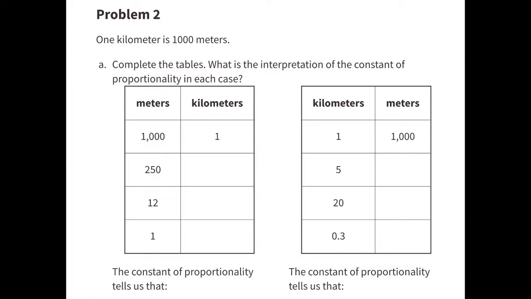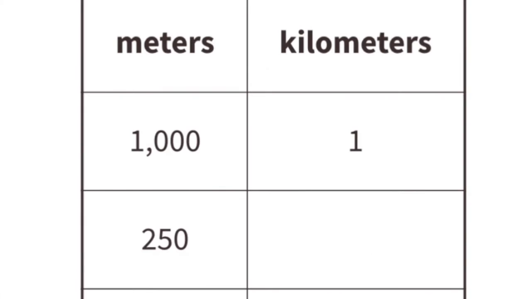Number 2, 1 kilometer is 1,000 meters. A. Complete the tables. What is the interpretation of the constant of proportionality in each case? 1,000 meters for every 1 kilometer, or 1 kilometer for every 1,000 meters. This information tells me that 1 kilometer is equal to 1,000 meters.